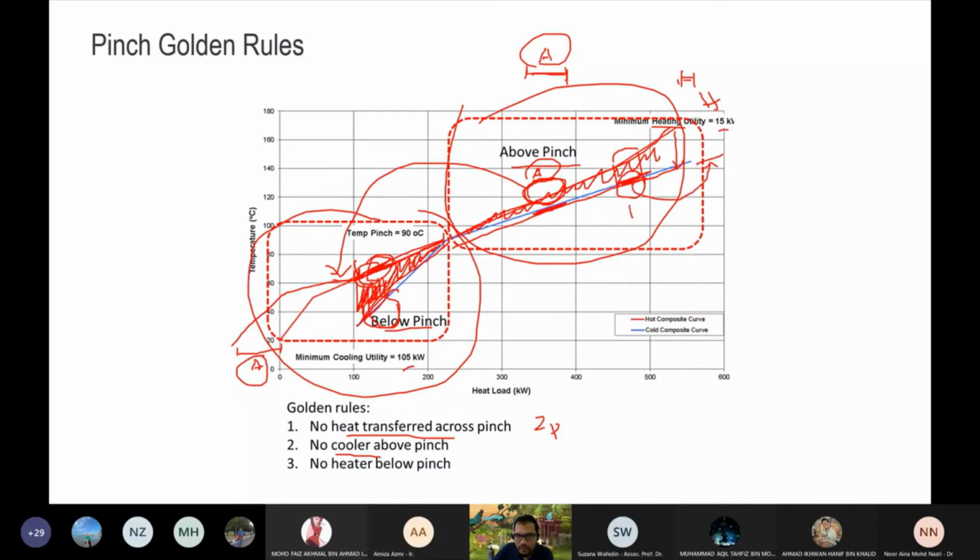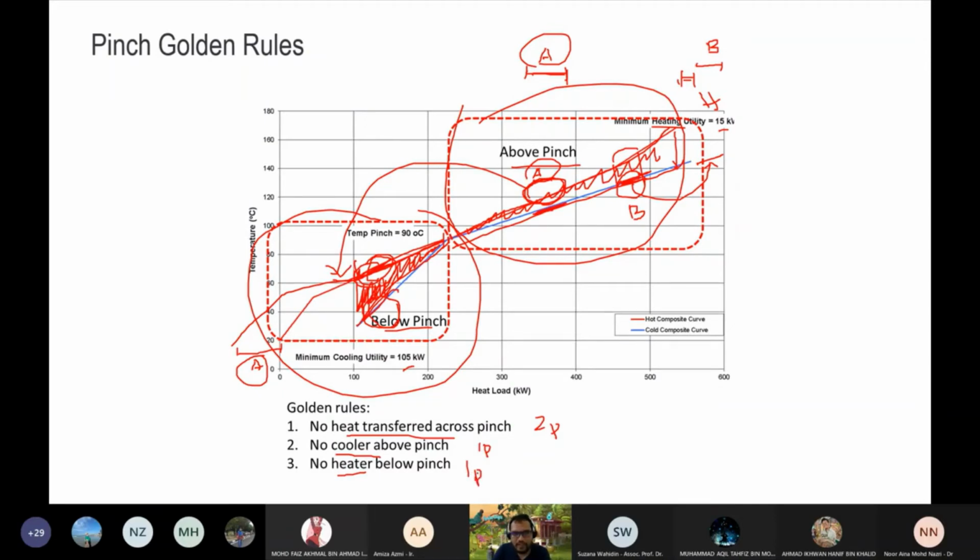So if we put a cooler at the top, we need to have another heater over here additionally. So it gives one penalty. The same goes for a heater below the pinch, also one penalty with the same logic.